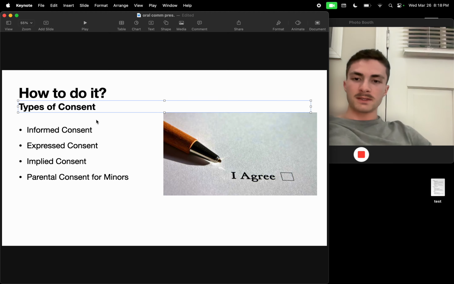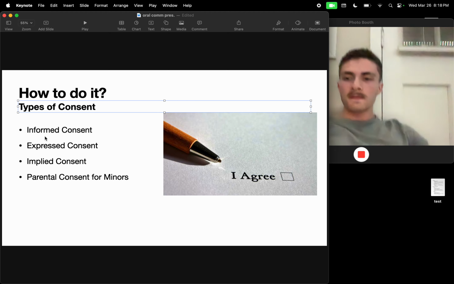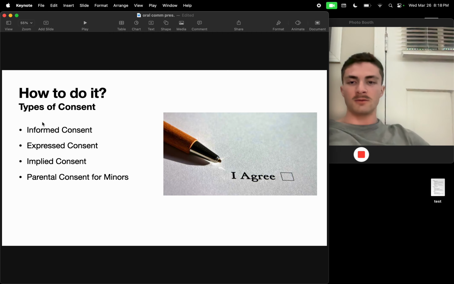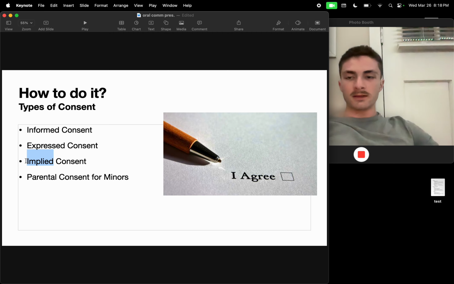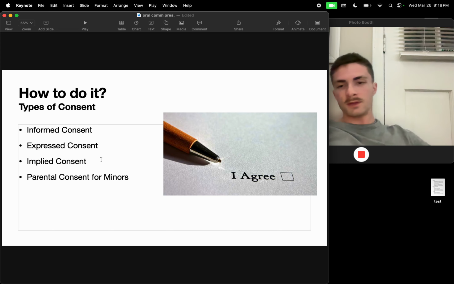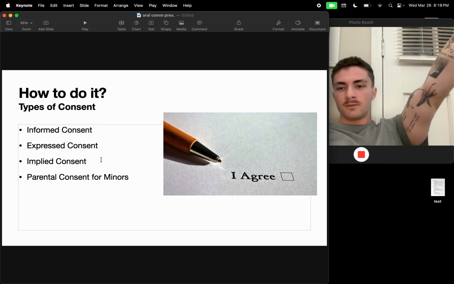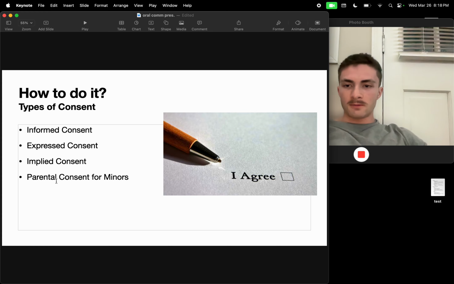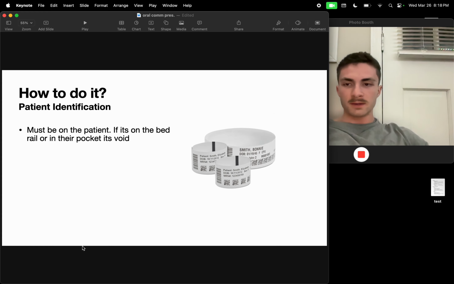How to do it. These are types of consent. There's really three, I guess, four. Informed and expressed are similar, except for the fact that informed is a little more informed. You're a little more aware. Implied is kind of like in this example, them holding out their arm. When you say, hey, I'm here to draw your blood, and they hold out their arm and show it to you, that sort of thing. Parental consent for minors, obviously, is also self-explanatory.